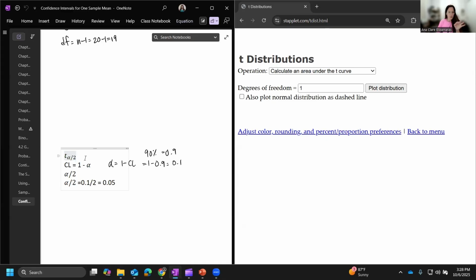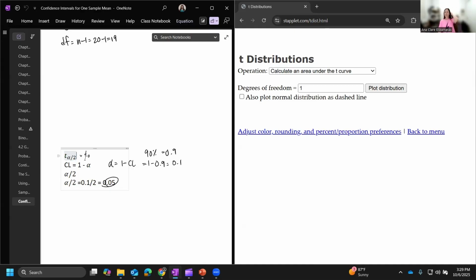So alpha in this situation, if it's 90% confident, then we have 10% for our alpha, which is actually how likely we are to make a type 1 error, which we'll get to later. So taking alpha over 2, 0.1 divided by 2, I get 0.05. So this is t of 0.05.